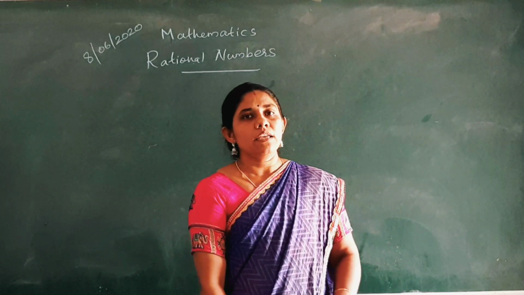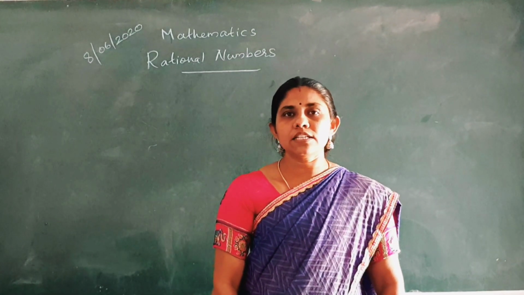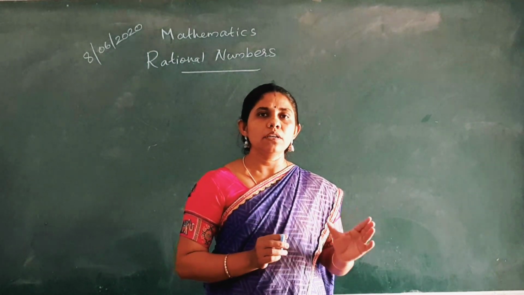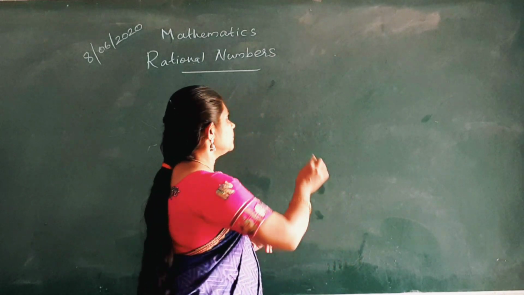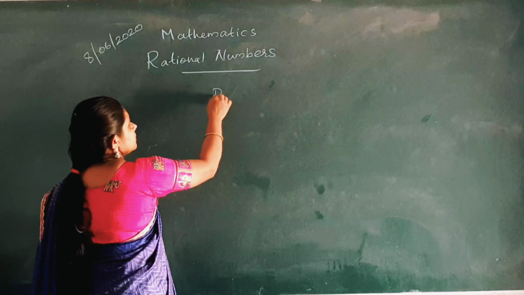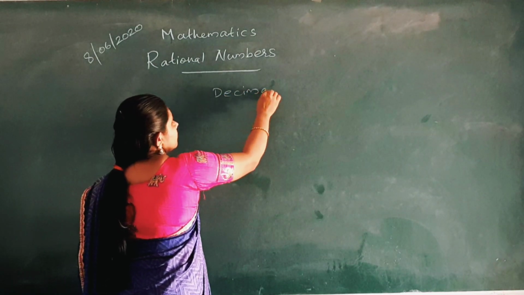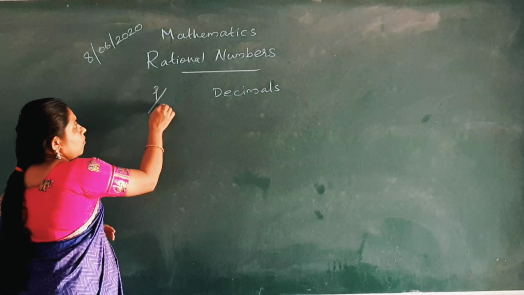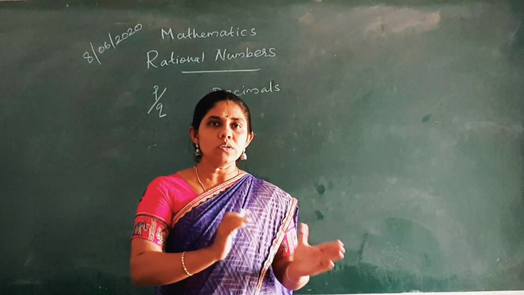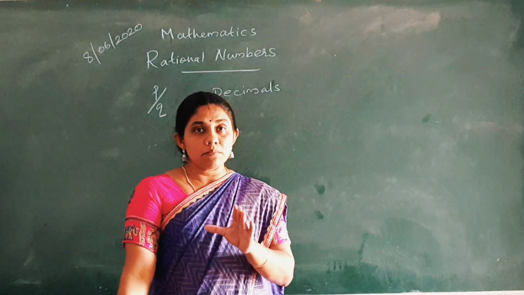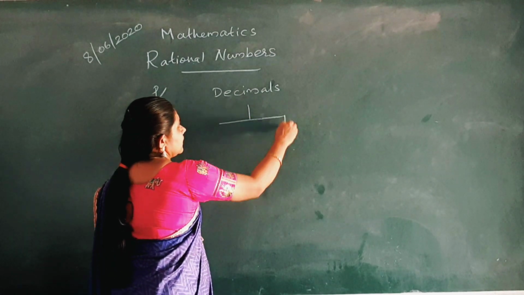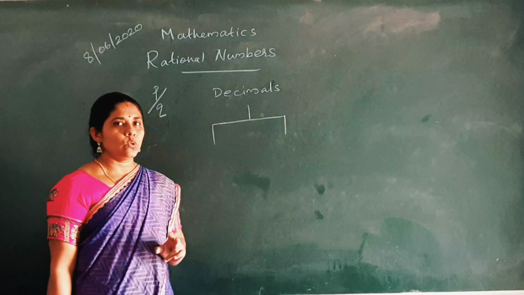Welcome back. In the previous class, we learned about rational numbers. Now we are learning how to convert a rational number into P by Q form. Rational numbers are decimals. All rational numbers in P by Q form can be converted into decimals. Decimals can be classified into two types.